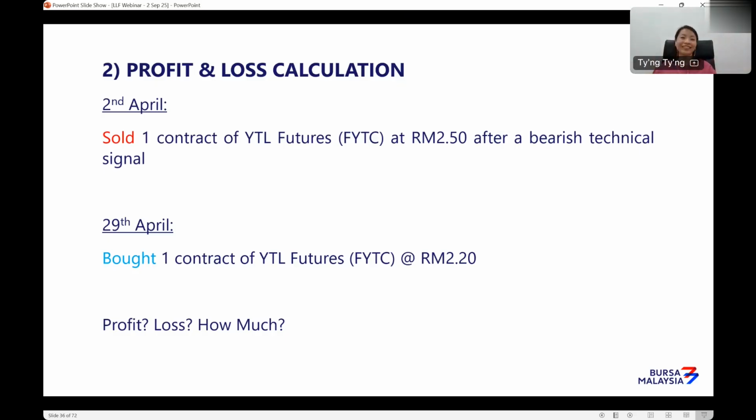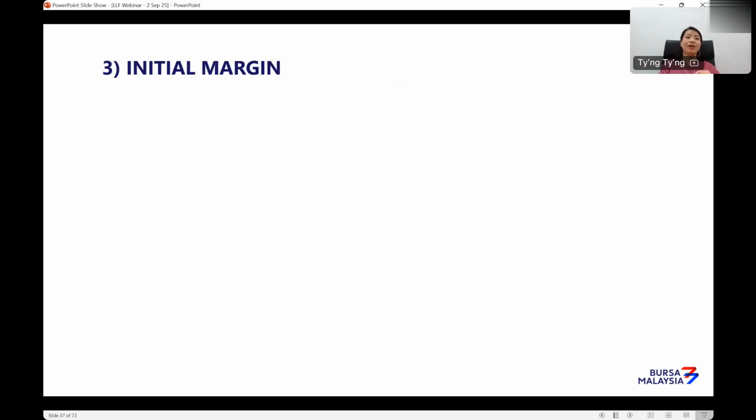Very good. Yes, correct. So similar to the previous, the difference is 30 cents and we sell at a higher price. And eventually we buy back at a lower price. So this fulfills the norm, which is sell high, buy low, you're having a profit. So the profit of 30 cents, the same thing, you need to times 100 shares because one contract. So you're going to have 30 ringgit Malaysia of profit. Very good. Give yourself a big hand of applause.